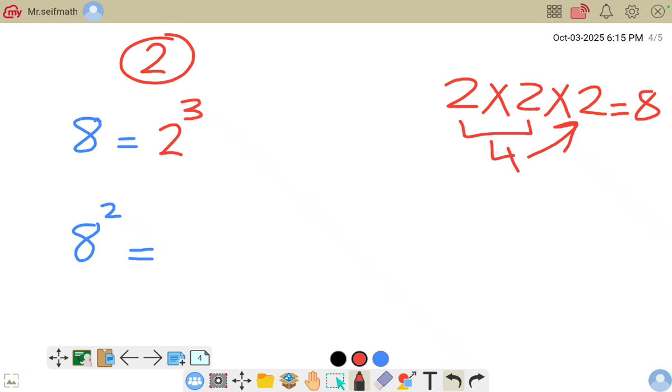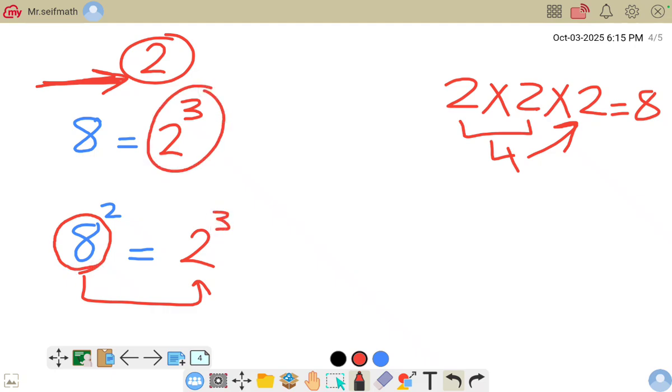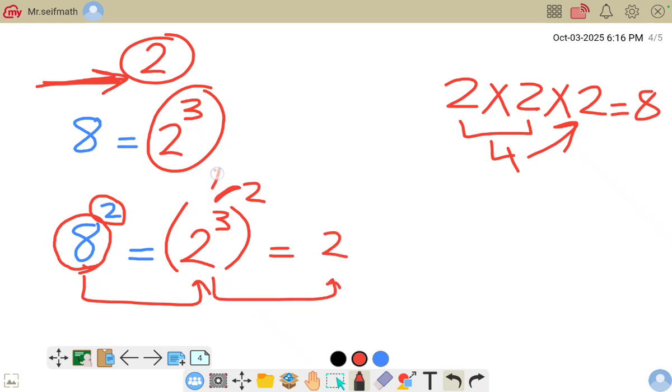So if I have 8 power 2, and I want to write it as a power of 2, which means make the base 2. Okay, now let's replace 8 itself with 2 power 3, and take the whole thing 2 power 3 to the power 2. Now let's multiply the indices and write the same base, which is 2. Now 2 multiply 3 equals 6.